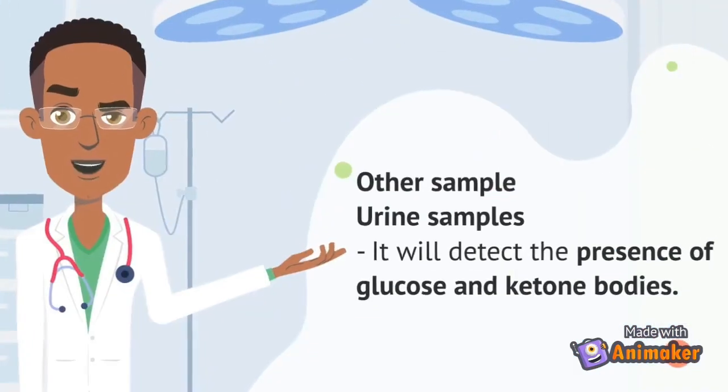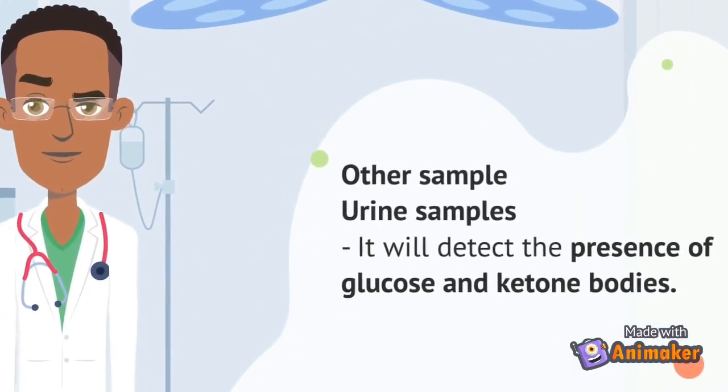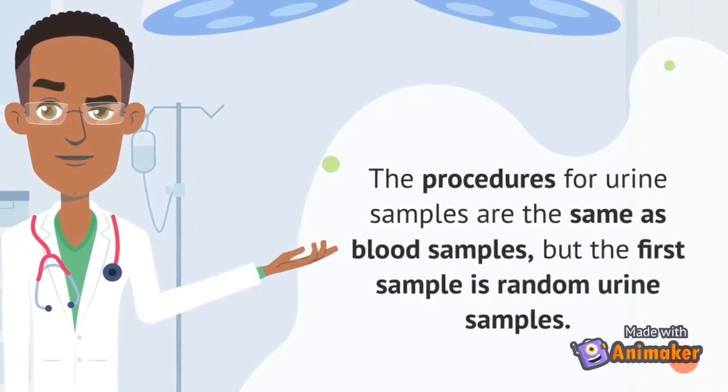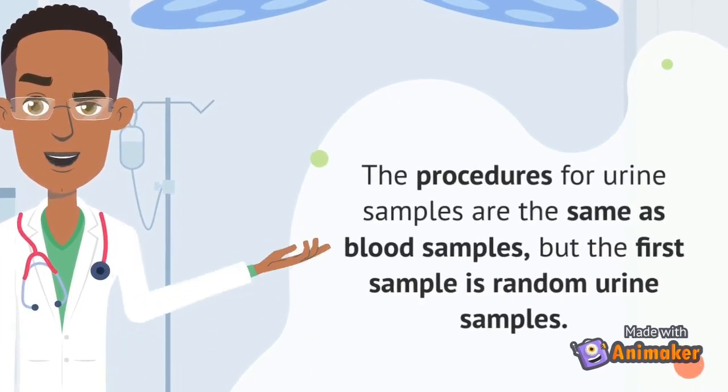Other than blood samples, urine samples can also be used. It will detect the presence of glucose and ketone bodies. The procedure for urine samples is the same as for blood samples, but the first sample is a random urine sample.